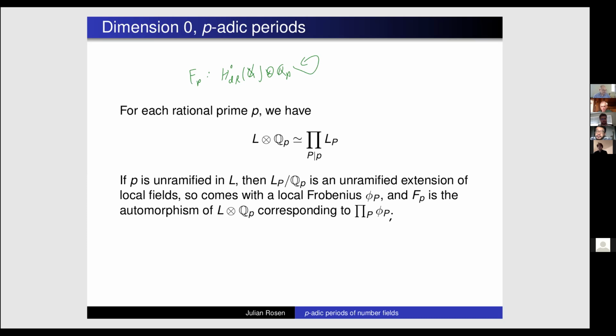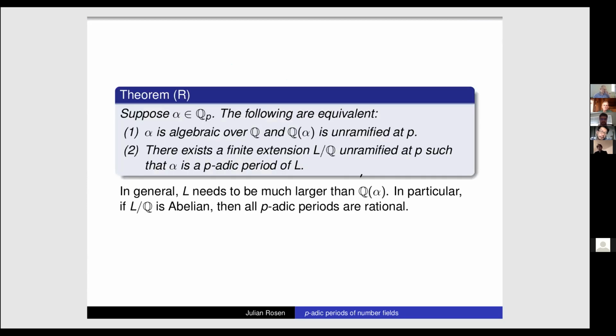And so let me just tell you what comes out to be the case with these periods. The theorem is maybe not so surprising. It's that if you take an alpha in Q_p, then two things are equivalent. Alpha is algebraic over Q and Q(alpha) is unramified at p if and only if you can find a finite extension unramified at p, such that alpha occurs as a p-adic period of that extension. Okay, so the statement is maybe not so surprising.